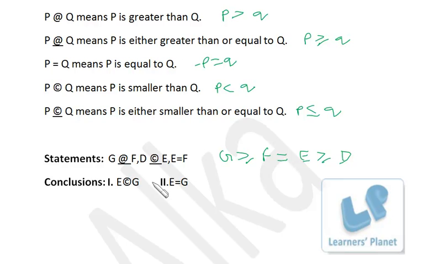Very easy to do. E and G. This is E is greater than G, and this is E is equal to G. So E and G, E is greater than G. I'm sorry, it is E is smaller than G, and it is E is equal to G. So yes, E is either smaller than or equal to G. So either of them is true. Okay, so we have the third option that either of them is true.